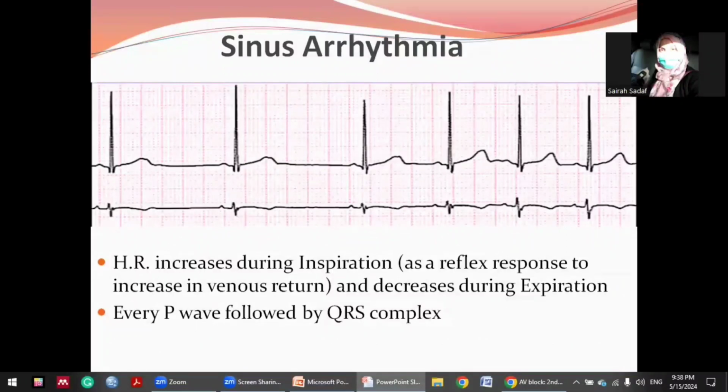Sinus arrhythmia. Now, what happens here? Heart rate increases during inspiration and decreases during expiration. So everything will be normal. There will be a visible, normal rounded P wave. PR interval will be normal. QRS complex duration will be normal. It's just that sometimes there will be an increase in heart rate and then a decrease in heart rate. There will be a normal heart rate and then bradycardia, tachycardia, bradycardia, tachycardia, but everything else will be normal.